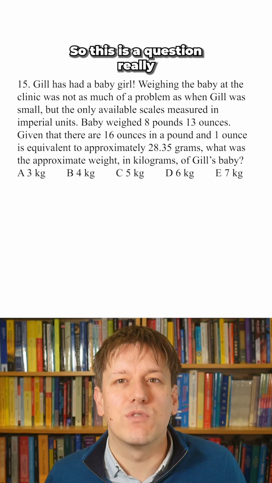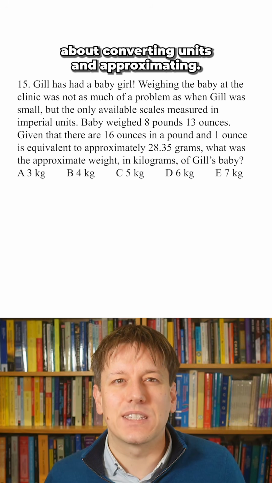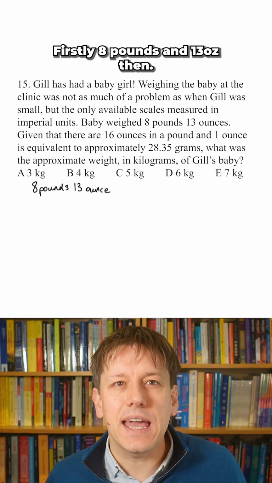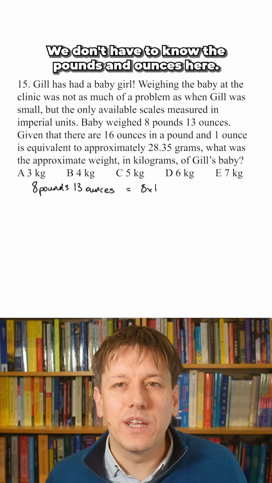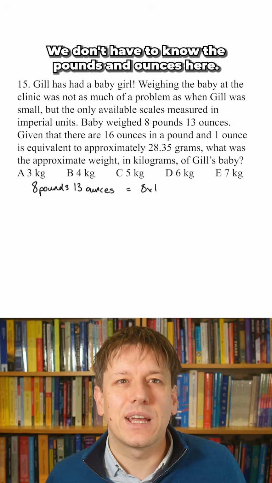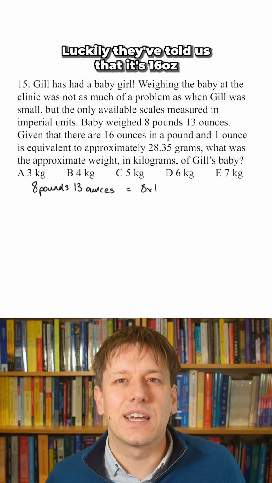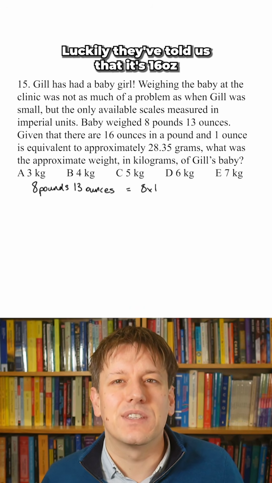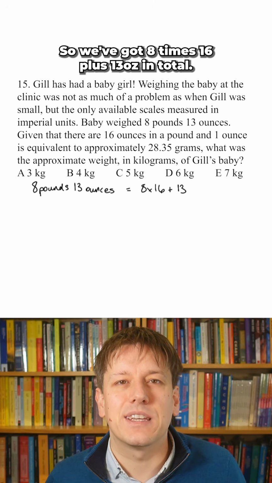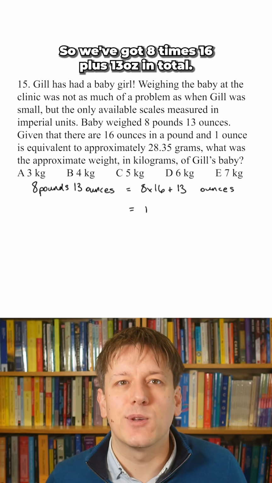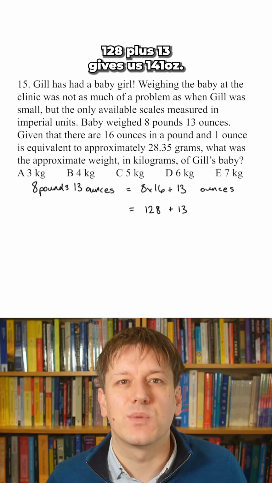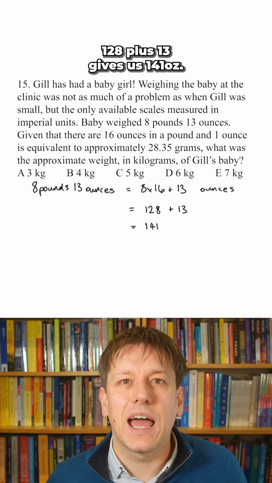So this is a question really about converting units and approximating. Firstly, 8 pounds and 13 ounces then. We don't have to know the pounds and ounces here. Luckily, they've told us that it's 16 ounces in a pound. So we've got 8 times 16 plus 13 ounces in total. And we just do the calculation here. 128 plus 13 gives us 141 ounces.